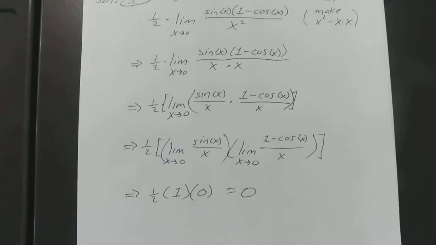Okay. Any questions on that one? The reason it was 0 is because the limit of 1 minus cosine of x over x is 0. Yep. If it had been any other limit on that side with a different value, then you would just multiply all three together. But because that one equaled 0, it pretty much made everything else 0.